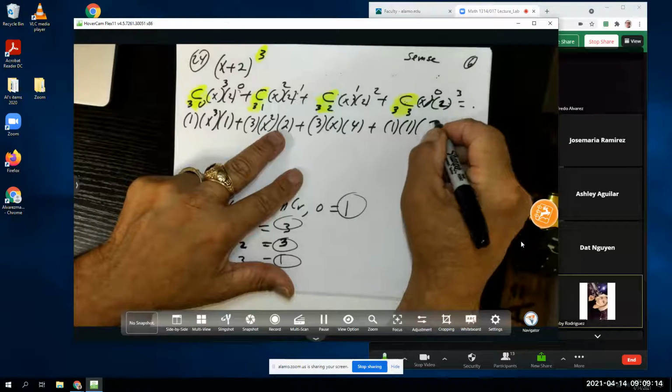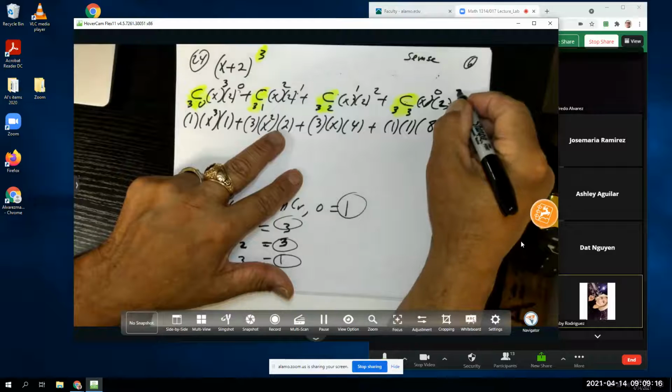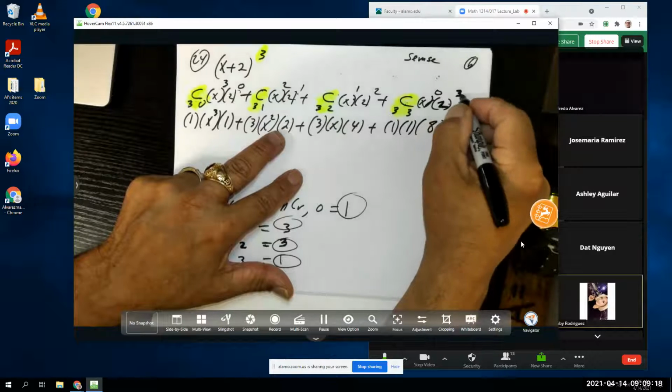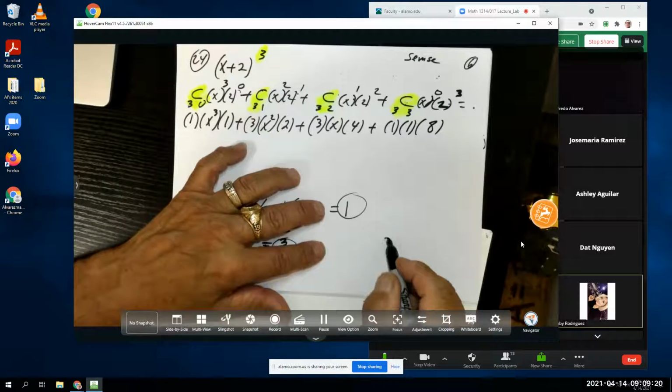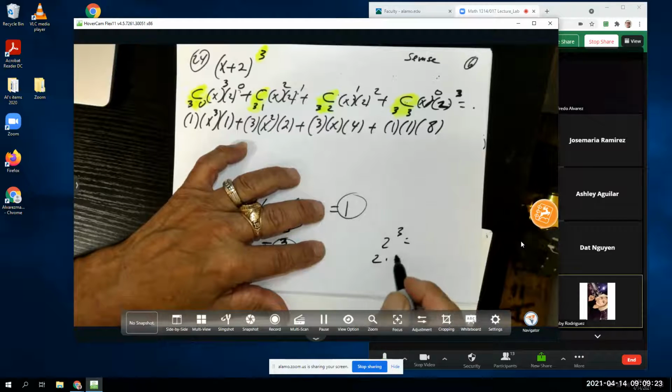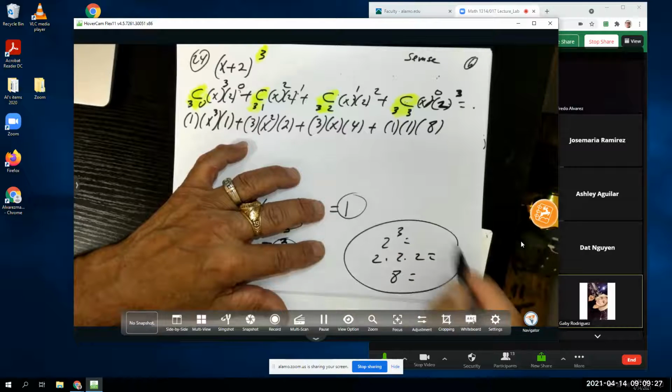Because I had to do this 3 times. See this right here? 3 times. This number here, 3 times. In other words, 2 to the 3 power means 2 times 2 times 2, which really means 8. You'll see that on here.